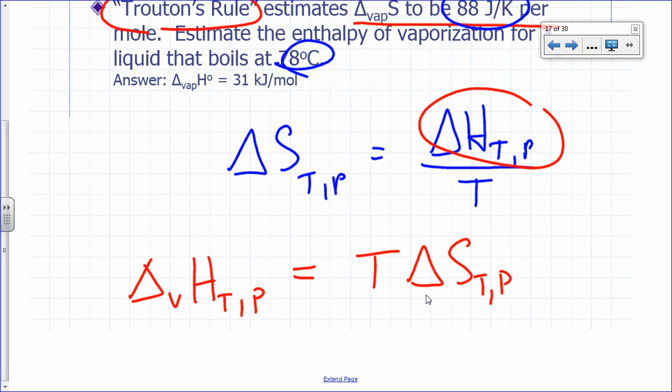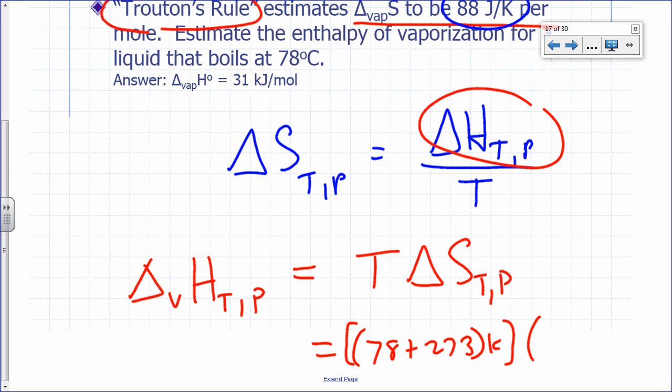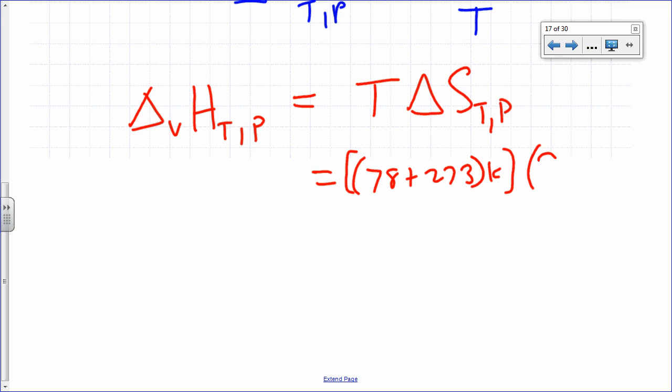What's our temperature? Right here, 78 degrees. Right. So 78 plus 273 Kelvin. That's in Kelvin. Times our delta S. Approximately, what's our delta S? 88 joules per Kelvin per mole. Okay. So what is 78 plus 273 times 88?